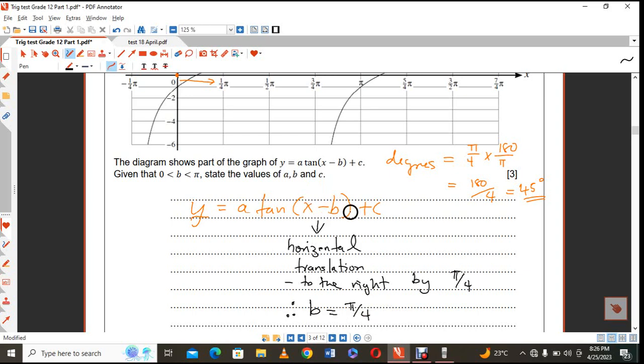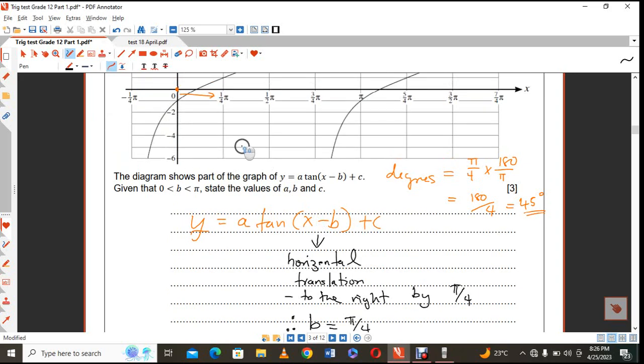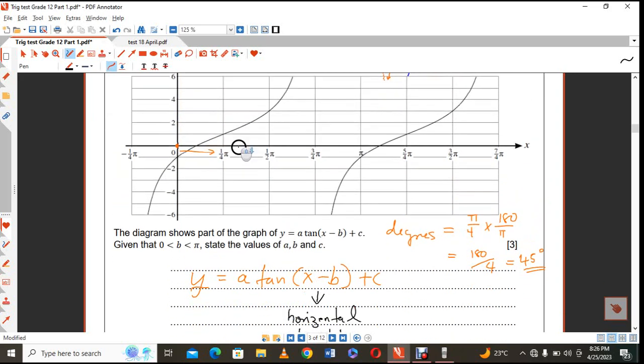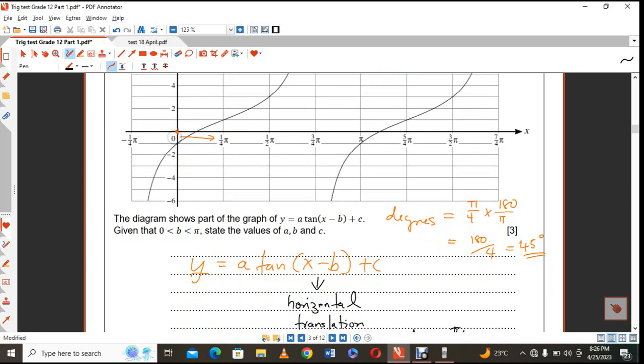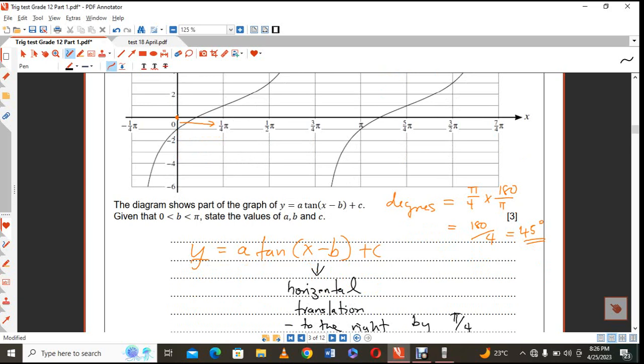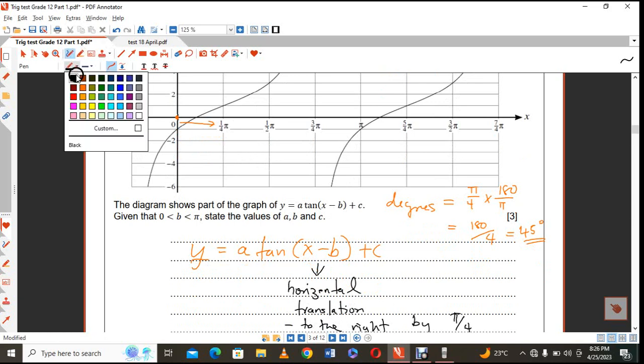If this is a minus, it goes to the right. If this was supposed to be a plus, this whole graph would have been translated to the left by about the x-axis. All right, so another thing worth noting is that C. And that C is nothing but your other translation, the vertical translation, that sort of stretch, if you want to say it.